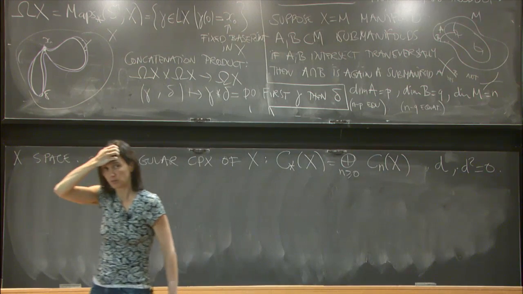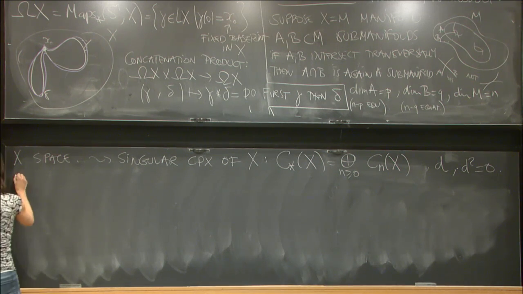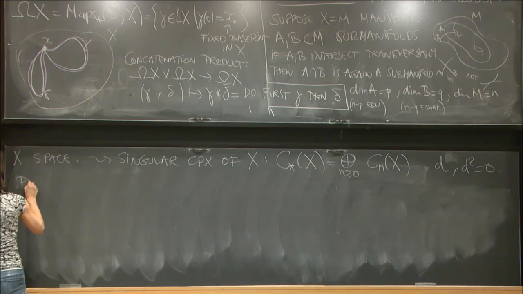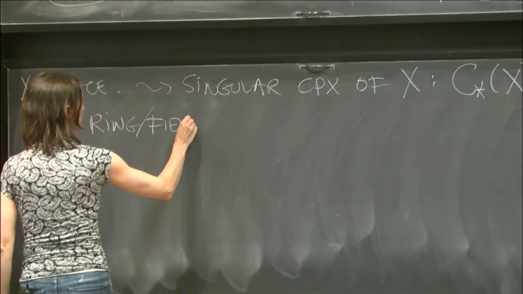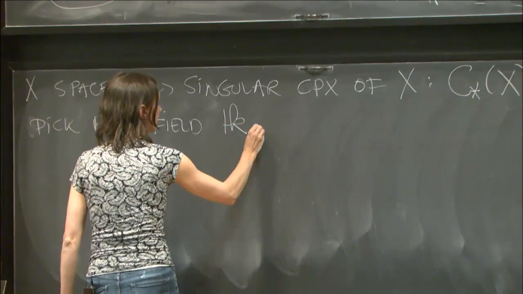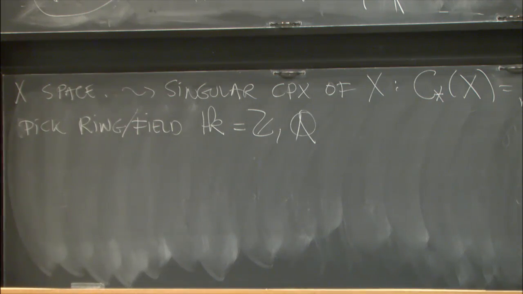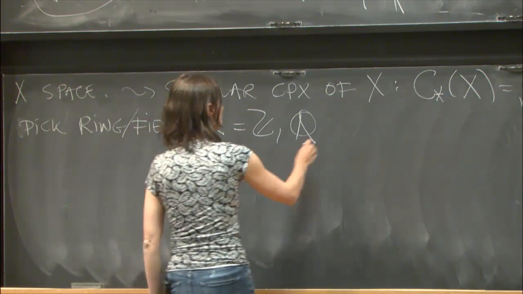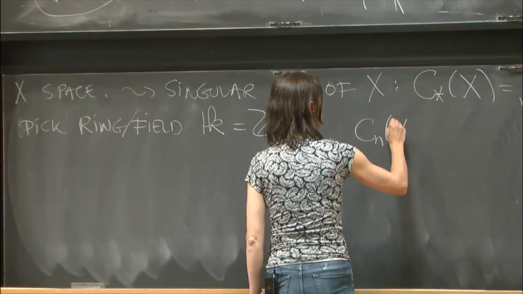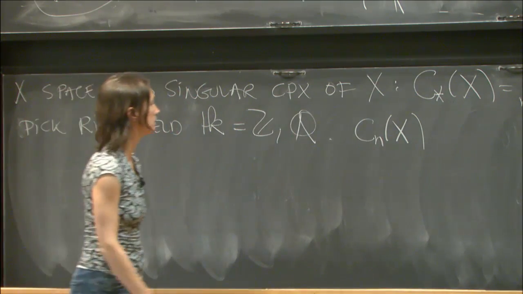What are the C n X? Well, they are algebraic objects. We have to decide what we work over. We pick a ring or a field, whatever you feel happier with. I'll denote it K, and I'm thinking the integers or the rationals. You can think the reals if you like. I'm going to think of these two, either one for the moment. We pick this, and then C n X is going to be a Q vector space or a module over Z.